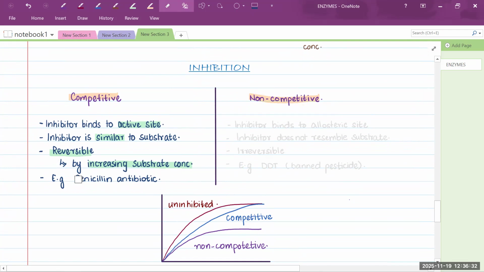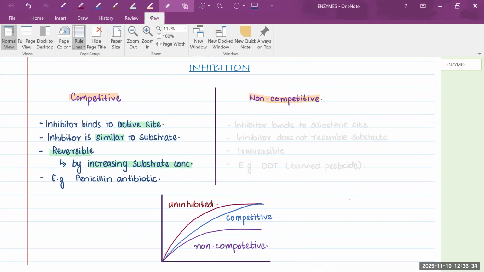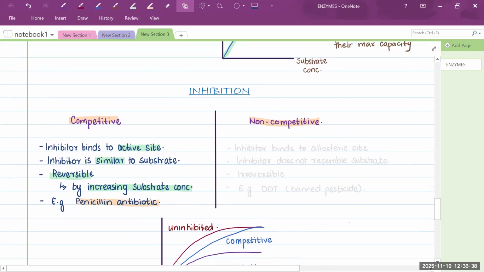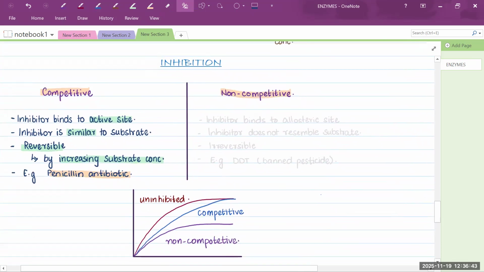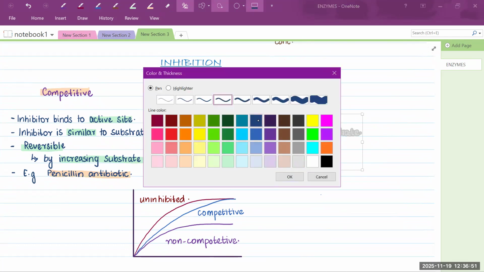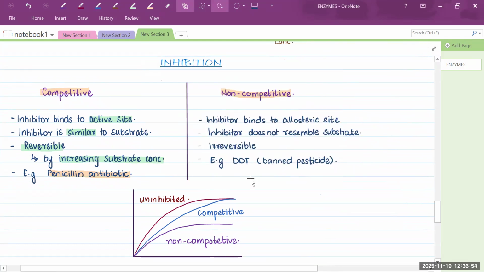The example which is associated with this is the penicillin antibiotic, which is a competitive inhibitor. Moving on to the non-competitive inhibitor, the inhibitor in this case is not similar to the substrate. Sorry, it is not similar to the substrate. It does not resemble the substrate in any case. This type of inhibition is irreversible.